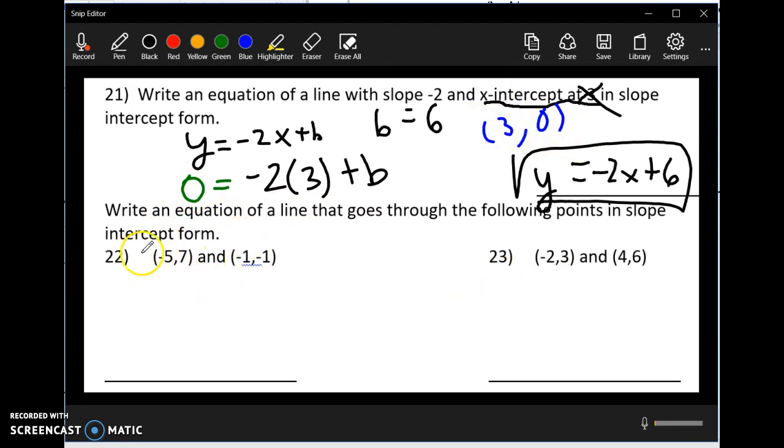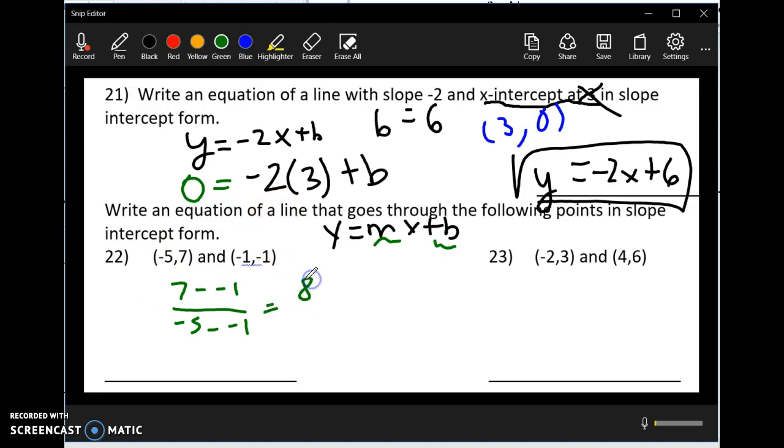When you're writing a line equation given 2 points, like we now know, we have to do y equals mx plus b. The problem is we don't know what m or b is, so we've got to find m first. If you remember before how we found the slope given 2 points, we're going to do 7 minus -1 over -5 minus -1, because we always subtract our y's on top and then our x's on bottom. That's going to give us 8 over -4, which can simplify down to be -2.